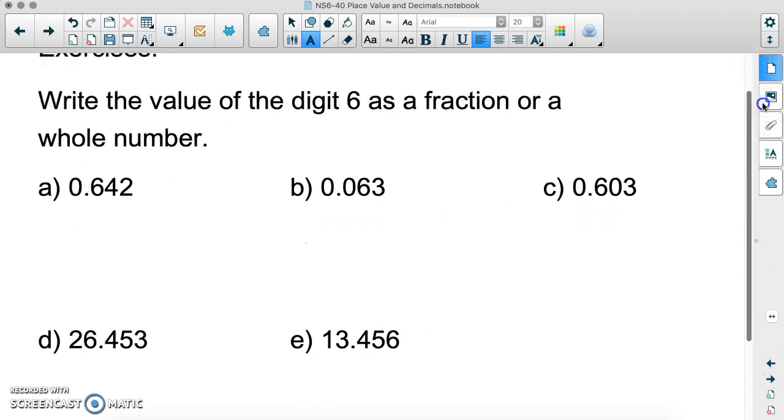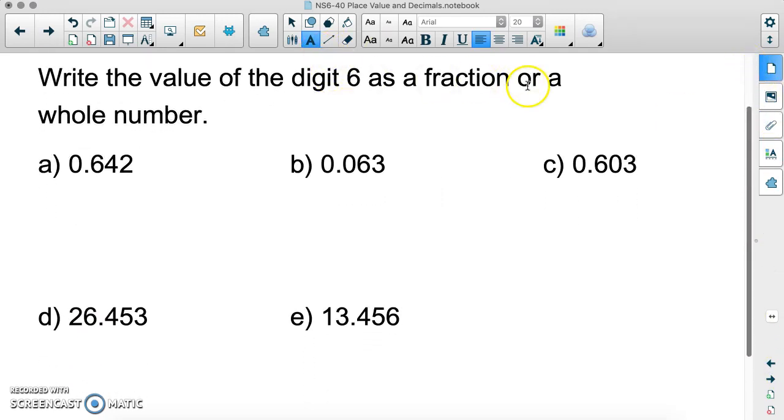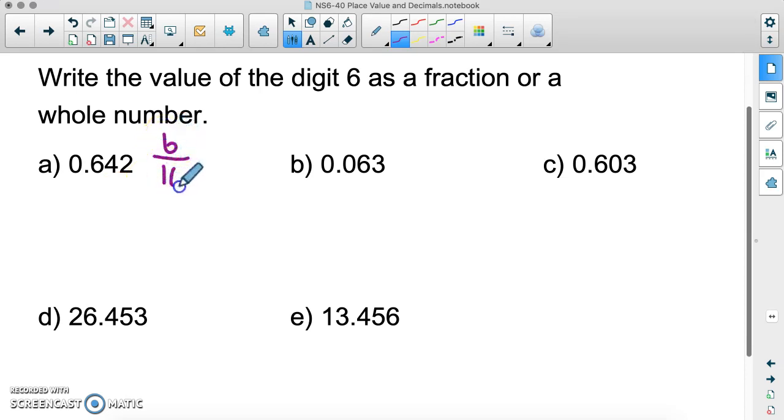Here we're going to write the value of the digit 6 as a fraction or a whole number. I have 0.642 in question A. I need to look at what place value the 6 is in. The 6 is 1 digit after the decimal, so it's in the tenths place. So this would be a fraction of 6 tenths. Now if I look at B, the 6 is in the hundredths place. It's 2 place values after, so it would be written as 6 hundredths.